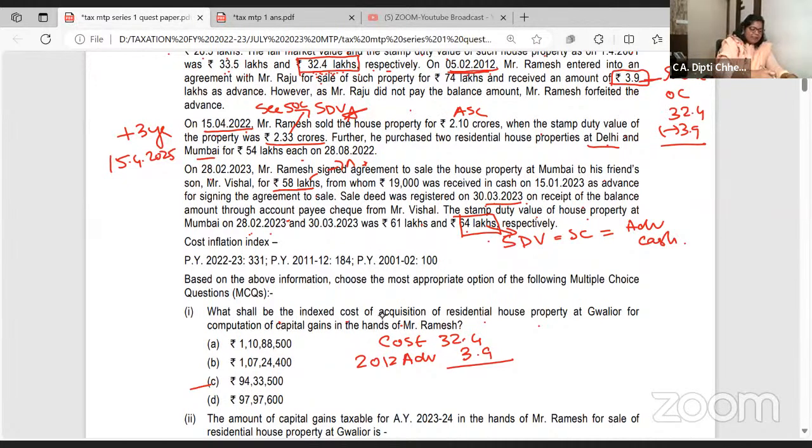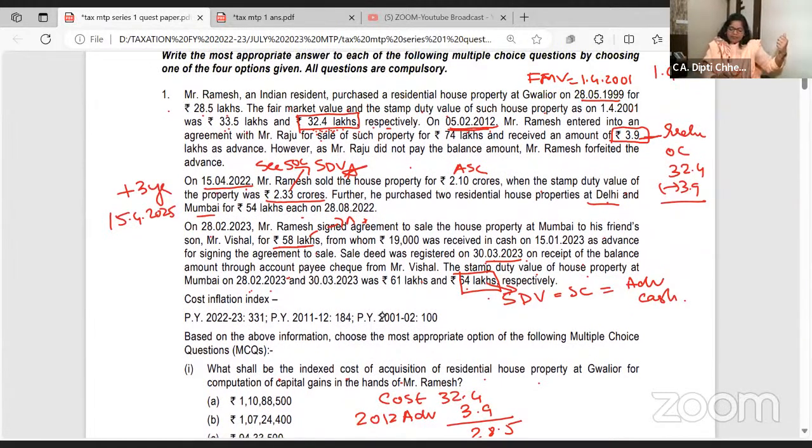32.4 minus 3.9, so that is 28.5. Are you all with me? 32.4 is the original cost, which is 28.5. But then khinch ke hum usko 2001, jahan pe indexation shuru hota hai 100. To 2001 mein indexation 100 hai, wo to theek hai.